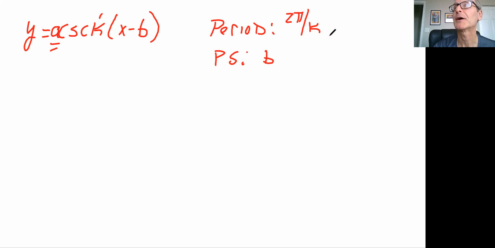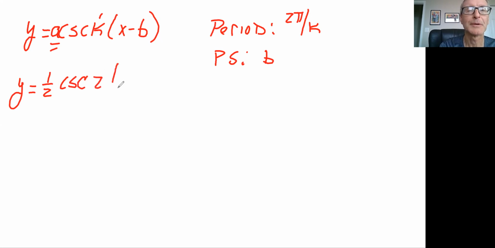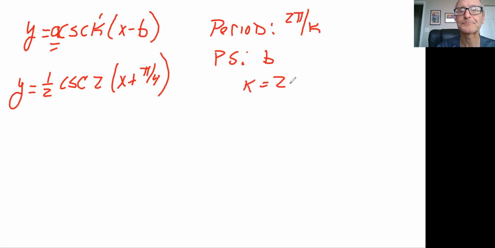So when we talk about moving these things a little bit, let's pick something here, and let's take a look at this one. y equals 1/2, which doesn't really matter, and then cosecant of 2 times (x plus pi over 4). So let's just take a look at that one. Our k value in this case is 2, so our period is 2 pi over k, and so that would be pi.